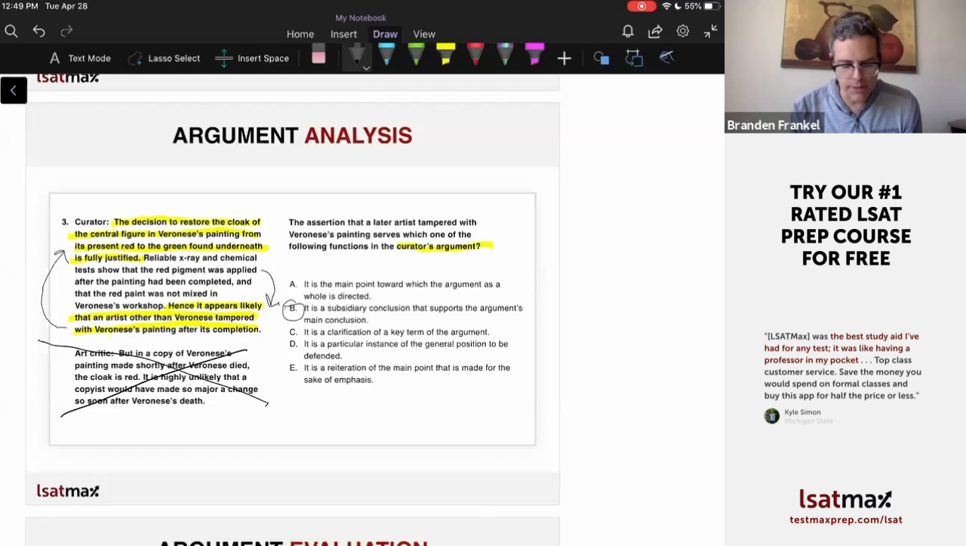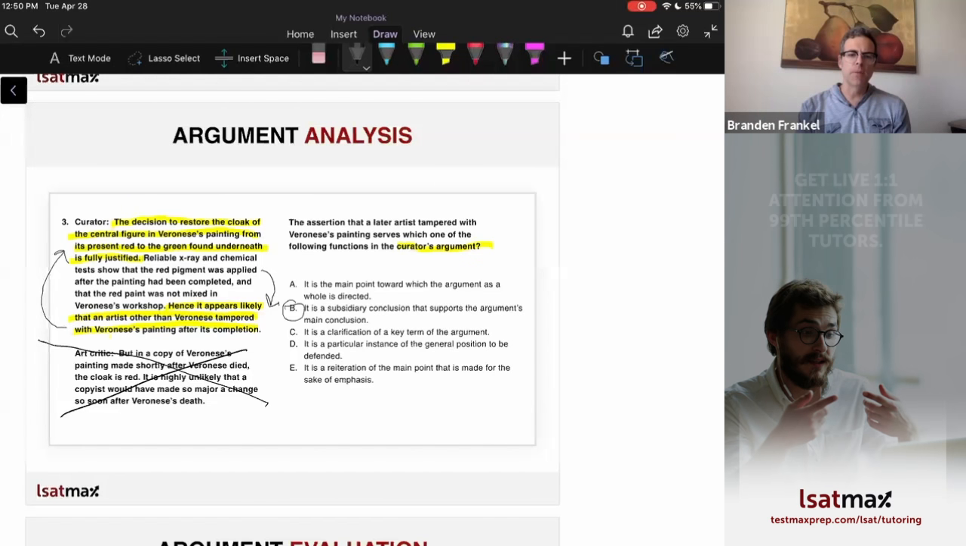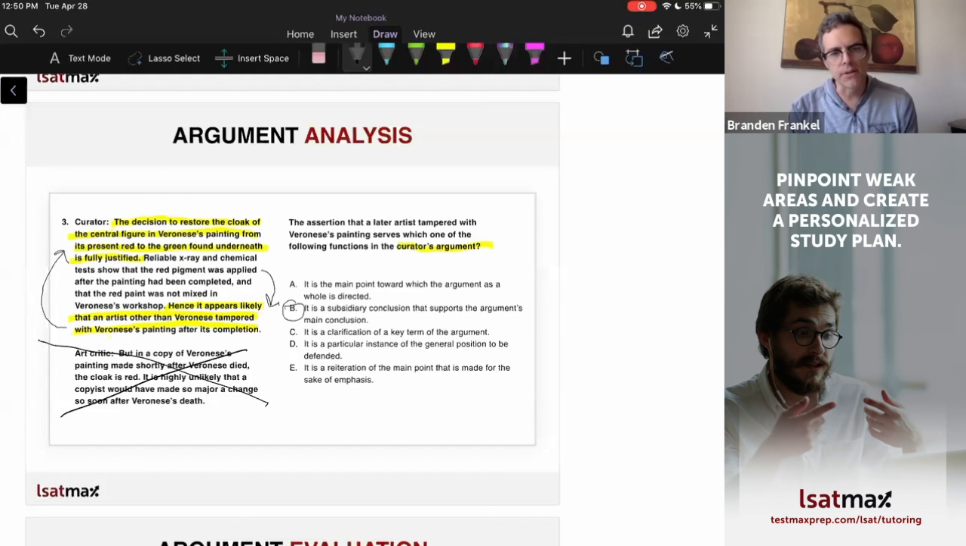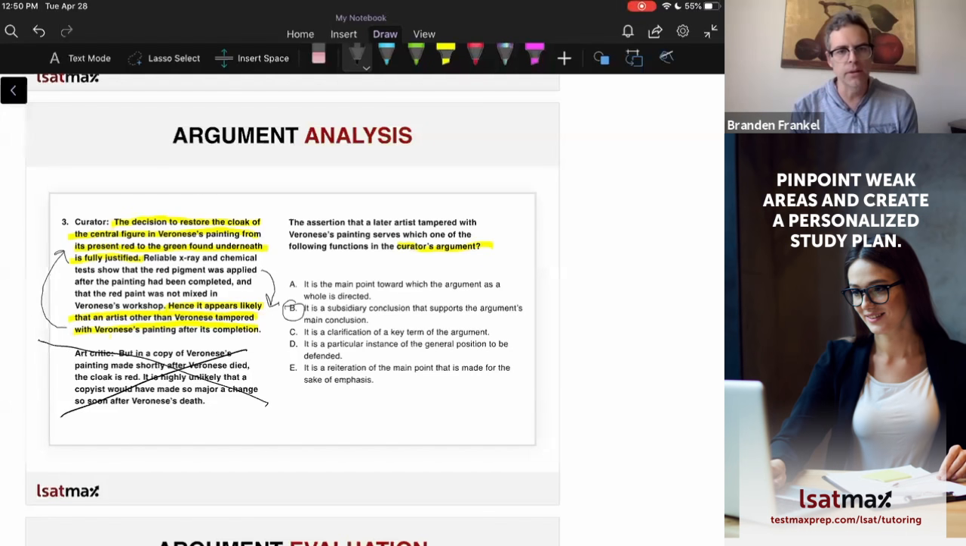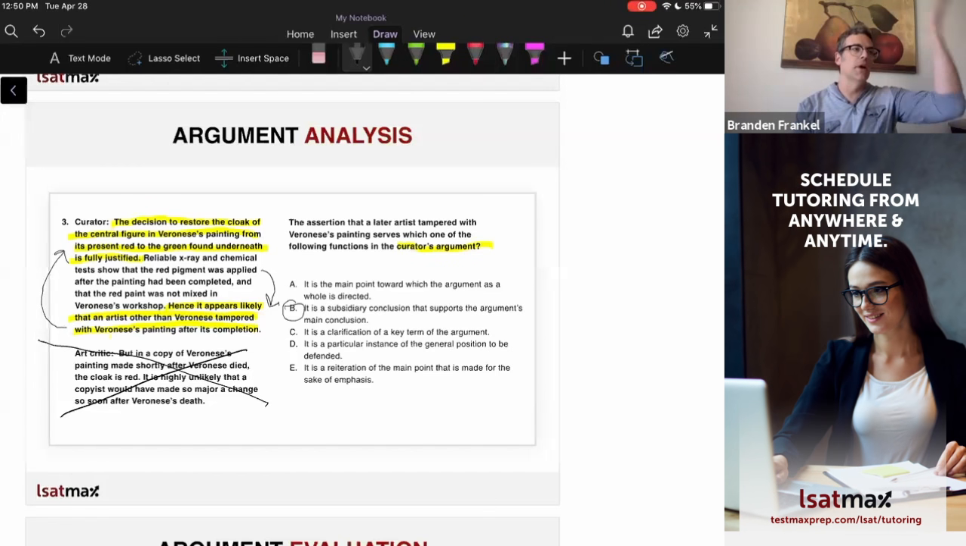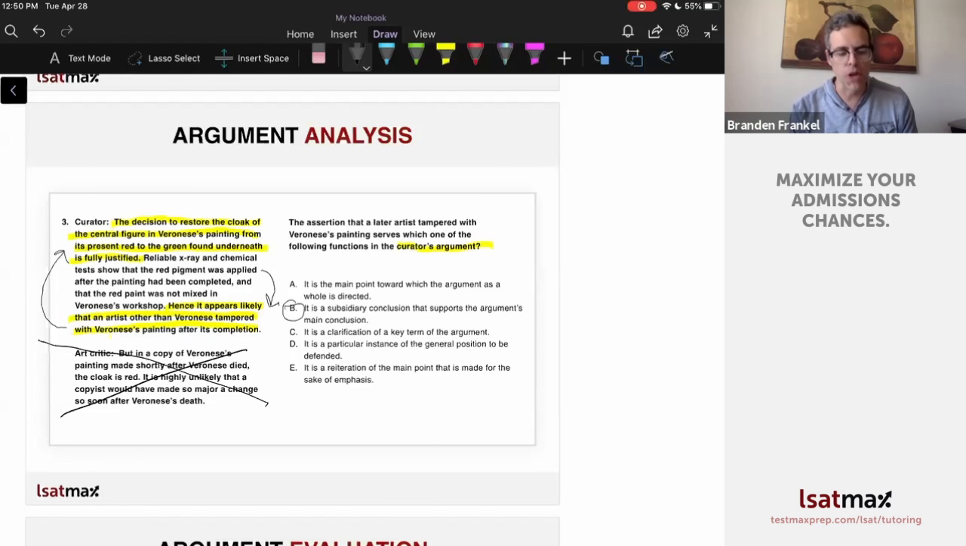It is a particular instance of the general position to be defended. Well, if we were seeing an argument set up like that, then there would be a general position to be defended, which might be something like, let's say the general position that we are defending is it's okay to eat your cereal with apple juice instead of milk. Well, a particular instance of that would be my friend Steve, who has great taste, eats apple juice with his cereal rather than milk. That would be a particular instance of a general position.